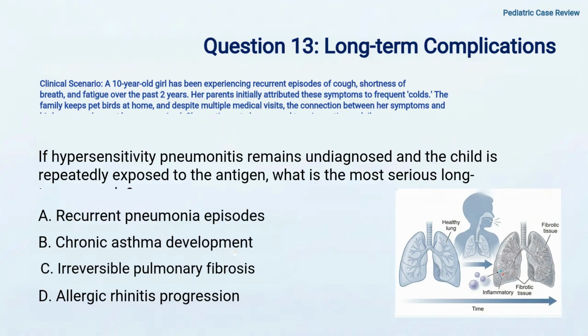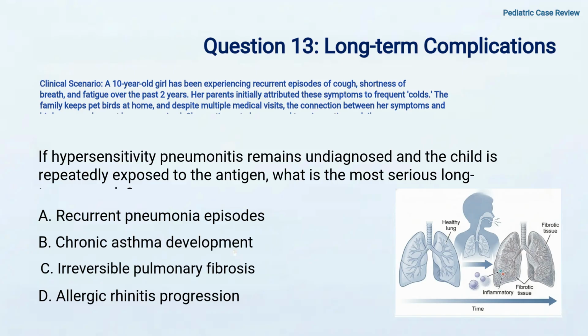Question 13. Long-term complications. A 10-year-old girl has been experiencing recurrent episodes of cough, shortness of breath, and fatigue over the past 2 years. Her parents initially attributed these symptoms to frequent colds. The family keeps pet birds at home, and despite multiple medical visits, the connection between her symptoms and bird exposure has not been recognized. She continues to be exposed to avian antigens daily.